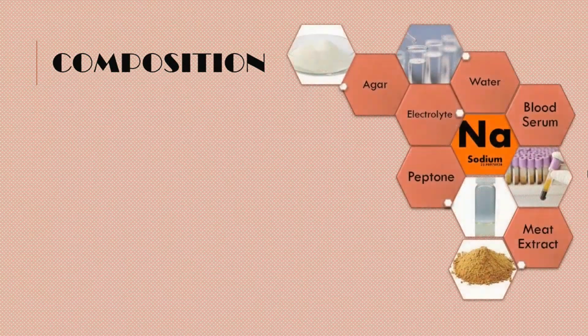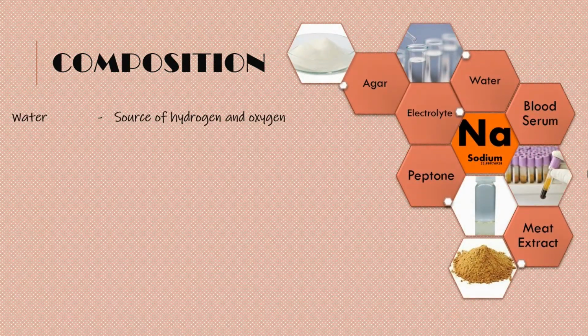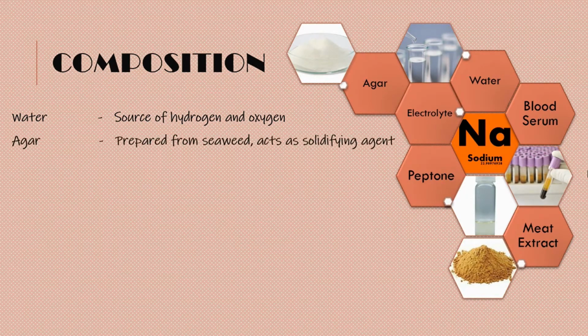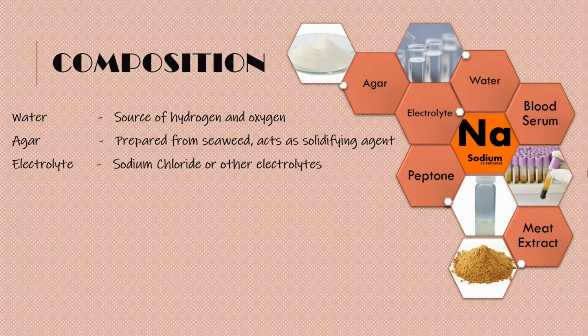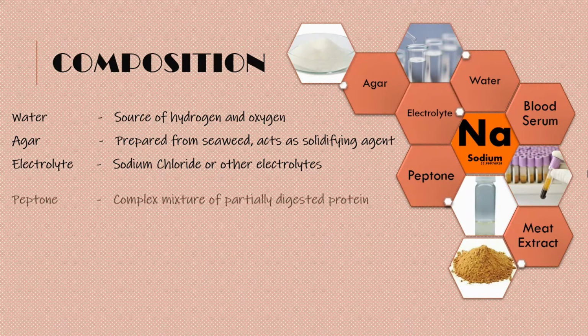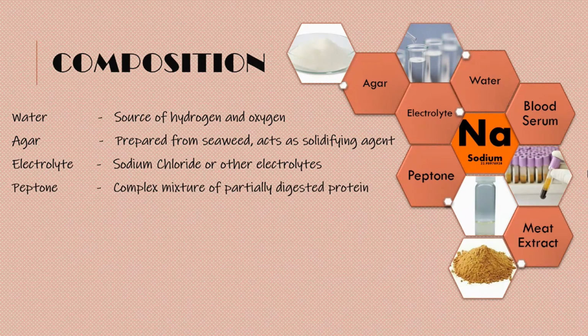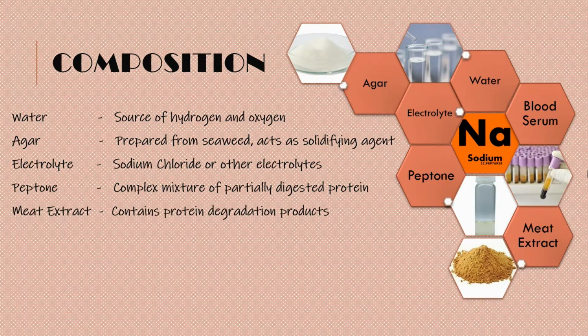The composition of culture media. It consists of water, which acts as a source of hydrogen and oxygen, agar, which is prepared from seaweed and acts as a solidifying agent, electrolytes like sodium chloride or other electrolytes, peptone, which is a complex mixture of partially digested protein, meat extract that contains protein degradation products, and blood serum for enriching the culture media.